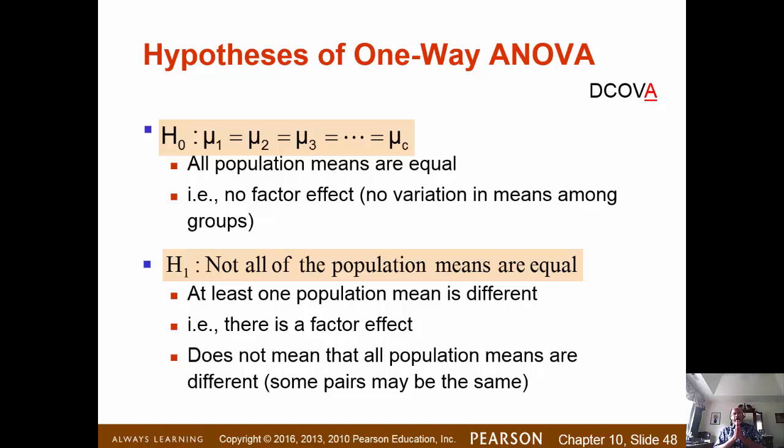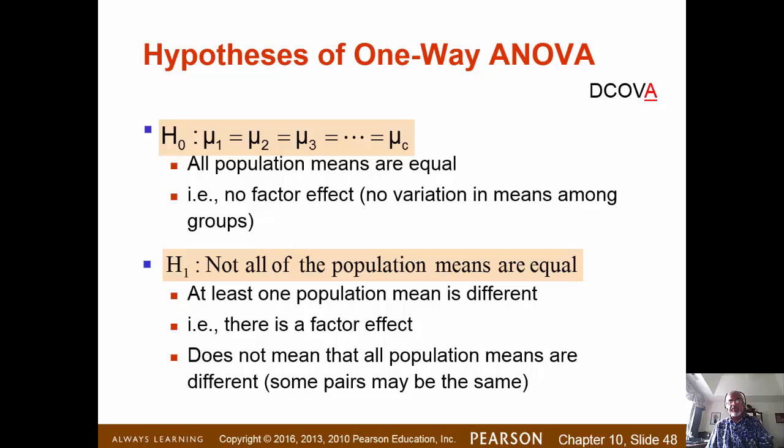In this video, we're going to look at the testing procedure for the analysis of variance hypothesis. Remember, the analysis of variance hypothesis is that you have a set of groups or set of populations, and the null hypothesis is that all the means are exactly the same. So suppose you have C groups, then mu sub 1 all the way through mu sub C are all the same. All population means are equal.